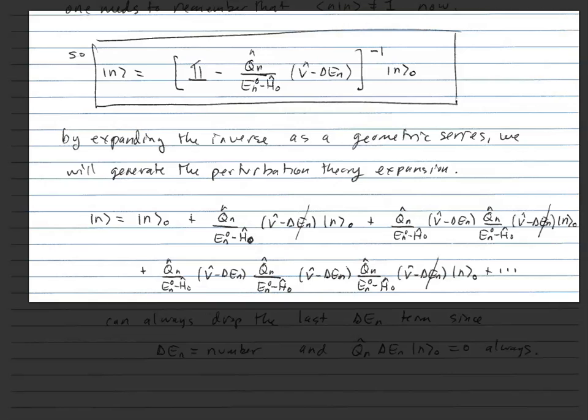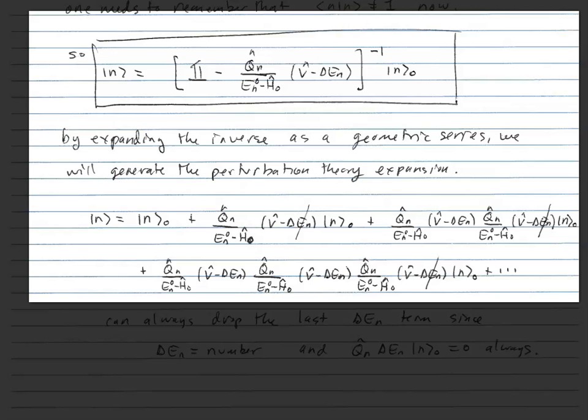Our first term is the identity operator. That's going to just give me |n₀⟩. The next term is Qn over En0 minus H0 V hat minus delta En times the state |n₀⟩. I can get rid of the delta En because that's a number. So the Qn just moves through, but Qn multiplying the state |n₀⟩ is always equal to 0. So that delta En can be dropped.